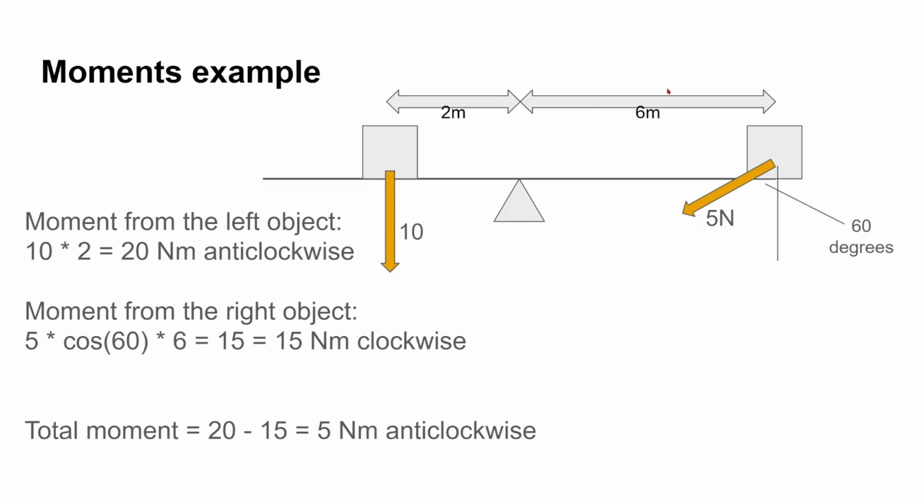We then multiply that by the distance to get a total moment of 15 newton meters clockwise. The moment from this mass is 15 newton meters. The total moment will be 20 newton meters anti-clockwise minus 15 newton meters clockwise, giving us 5 newton meters anti-clockwise.